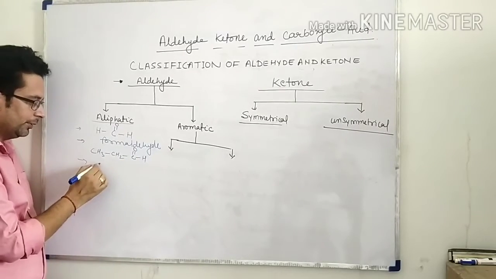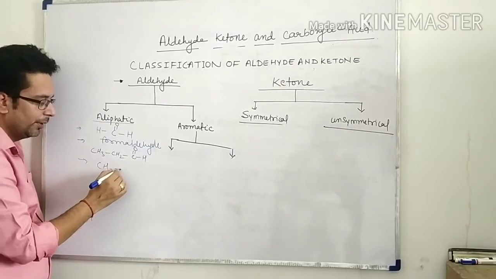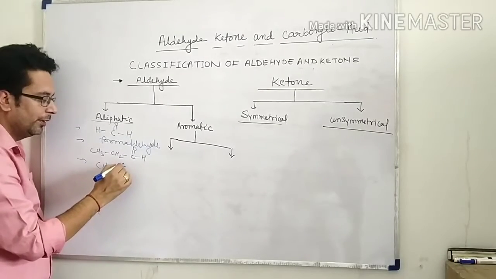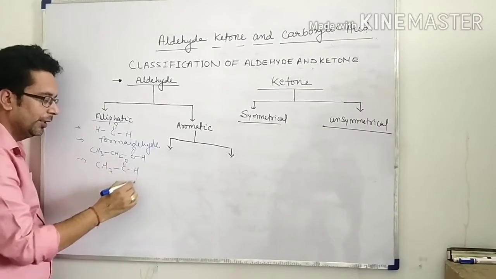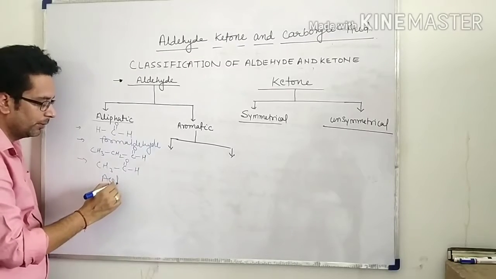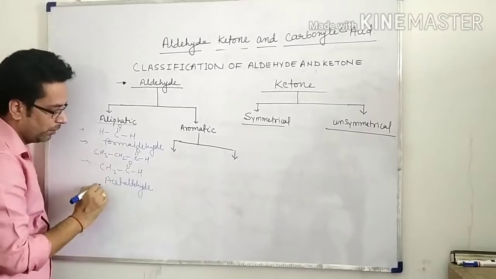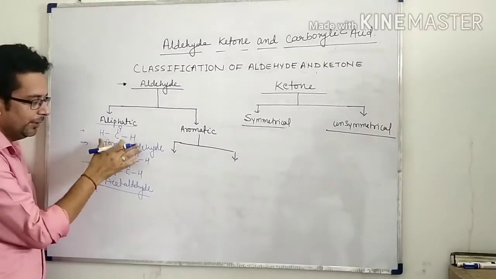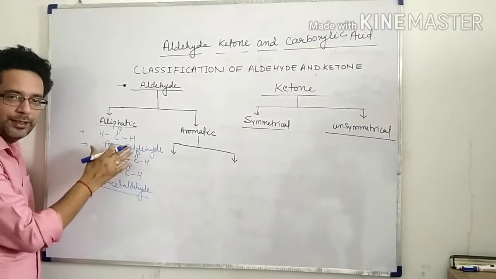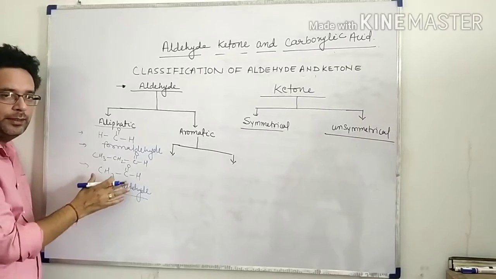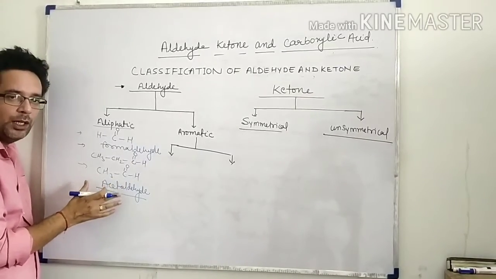Now CH3, C double bond O H, acetaldehyde. These are examples of aliphatic aldehyde, in which only an alkyl group is attached with the carbonyl group.